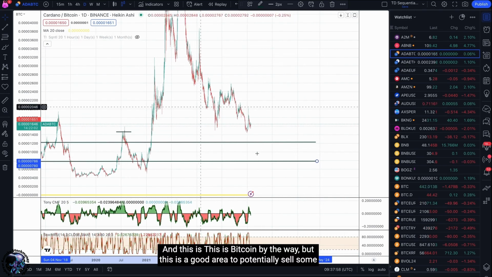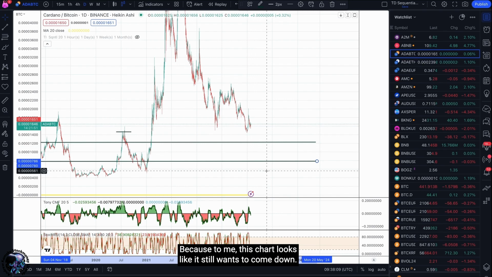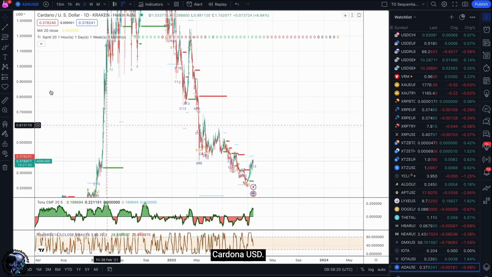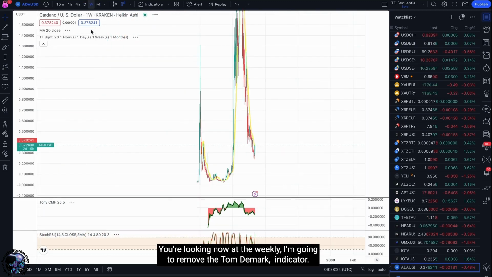This is Cardano versus Bitcoin, by the way, but this is a good area to potentially sell some Bitcoin for Cardano, and it adds weight to why Bitcoin dominance should go up, because to me this chart looks like it still wants to come down. Cardano USD, let's have a look at this. You're looking now at the weekly. I'm going to remove the TD Sequential indicator.